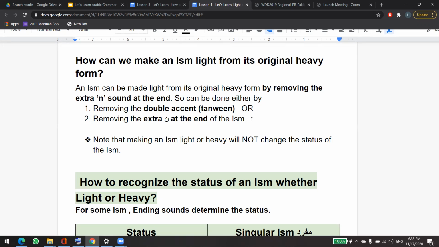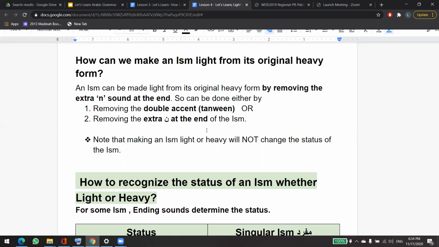So if there is an extra noon at the end of the ism, then we are going to remove that. Why is it emphasized, extra noon? Because there are some ism, like some names in Arabic, that have an essential noon at the end, like Subhanu, like Usmanu, like Afanu. So Afan, Usman, Subhan, these are essential noon.